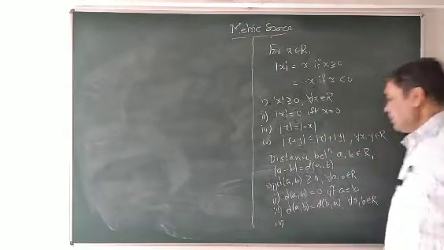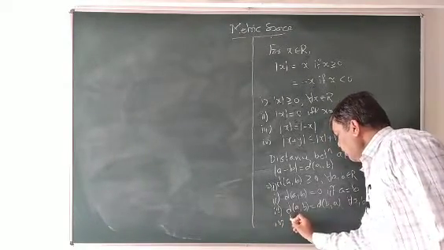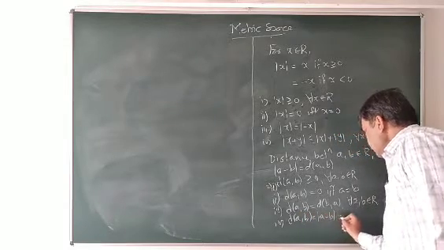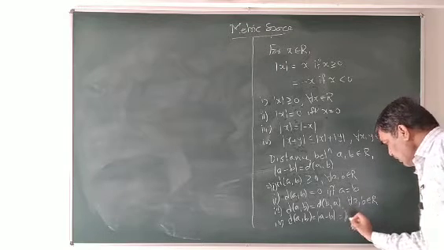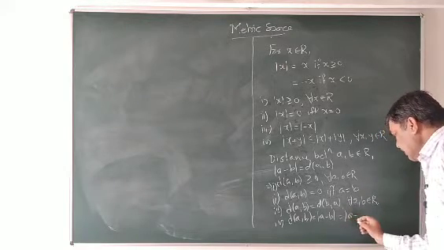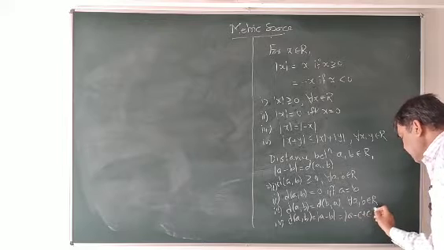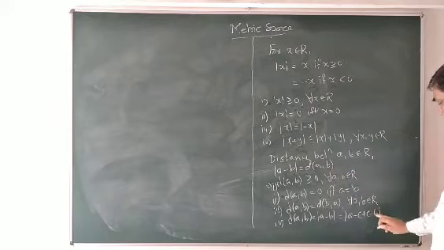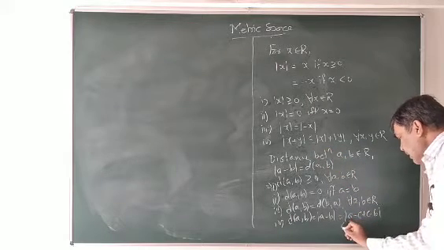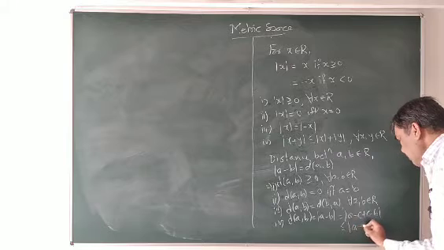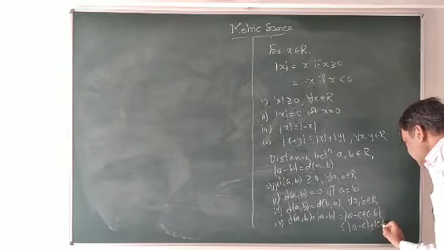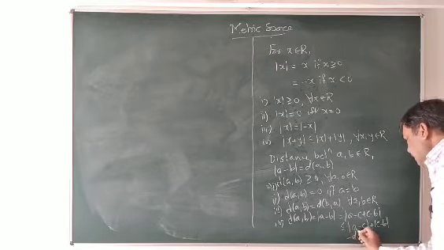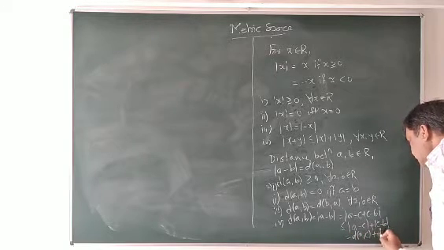Fourth, d of AB is nothing but mod of A minus B. Now inserting C there, adding and subtracting C, I can write this as A minus C plus C minus B, and then taking A minus C as x, C minus B as y, I can write this as less than or equal to mod of A minus C plus mod of C minus B, which is nothing but d of AC plus d of CB.